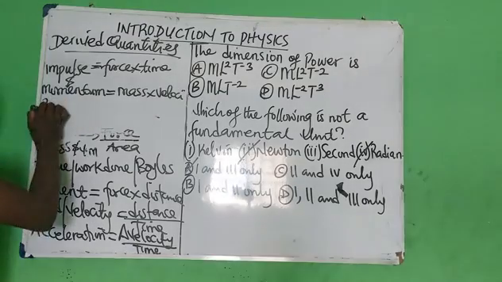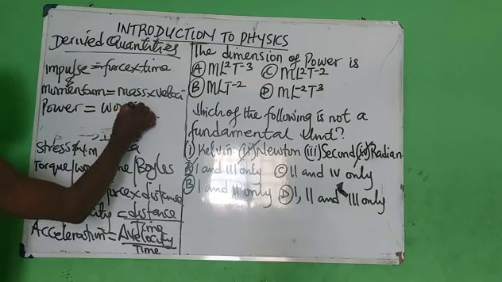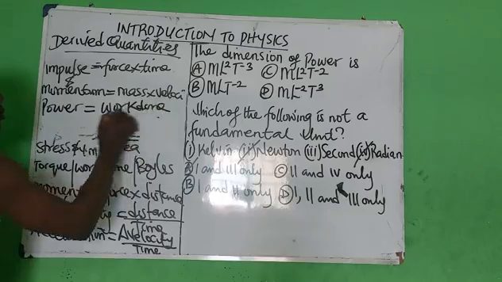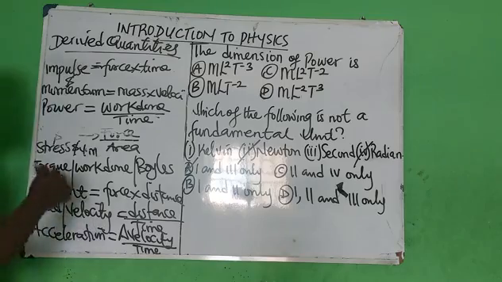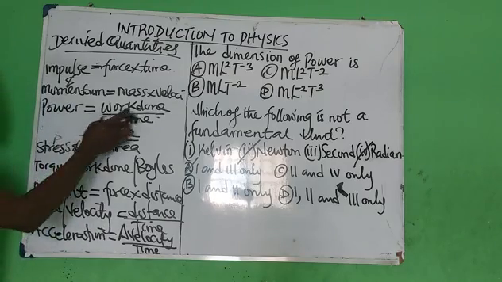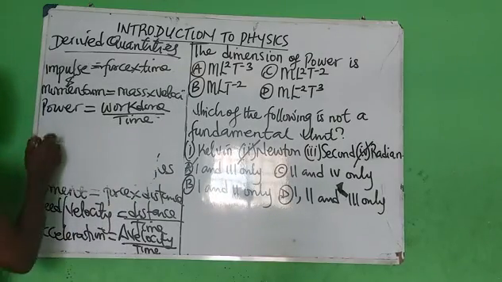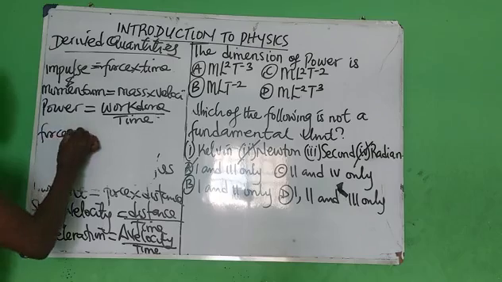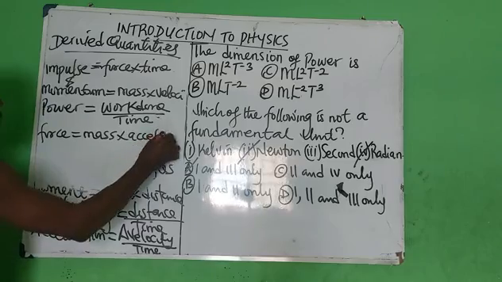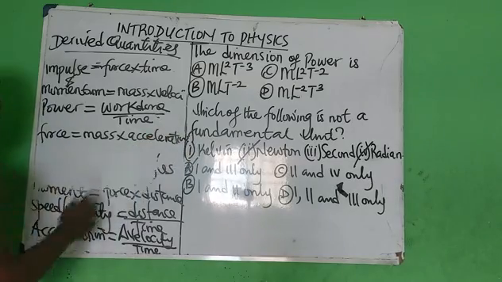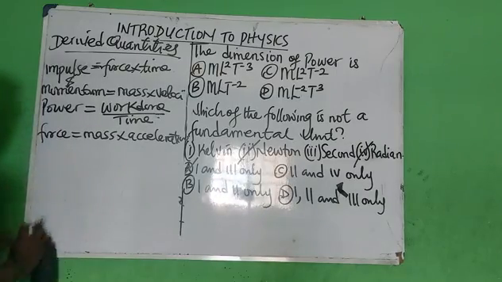You now have power. Power is giving us work done over what? Time. The rate at which work is done is called what? Power. Now, power is giving us what? Work done over time. You now also have force. Force is mass times acceleration. Please take note of this formula as well. Very, very important.